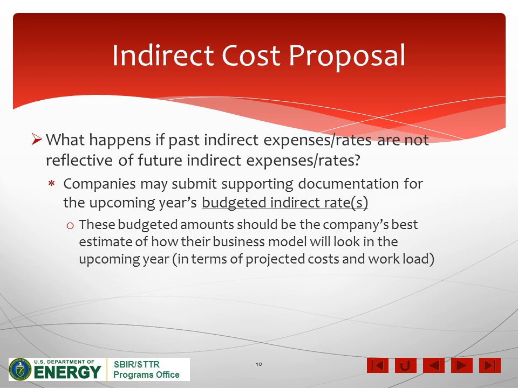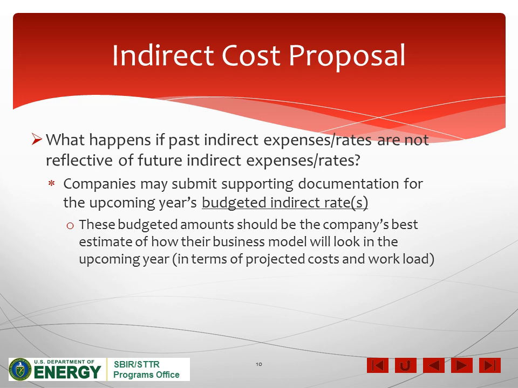While it is ideal to have actual costs incurred for the indirect cost proposal, DOE realizes that there are several small businesses that are just starting out and may not have any historical information. DOE also realizes that the past indirect costs may not reflect future indirect costs. Therefore, a company may submit supporting documentation for the upcoming year's budgeted indirect rates. It is very important that the budgeted amounts are a reasonable estimate of how the business model will look in the upcoming year.